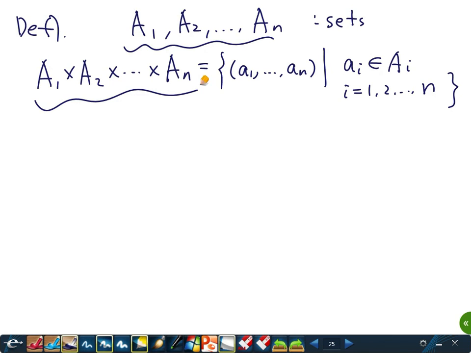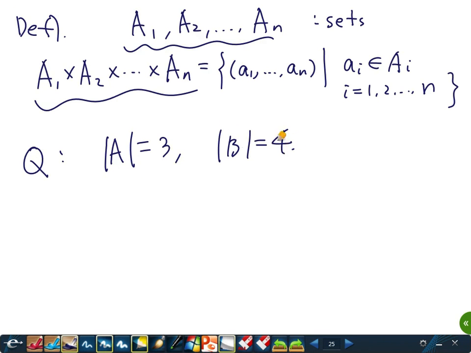Okay, quick question. Let's talk about the cardinality. Let's say A is a set with 3 elements, B is a set with 4 elements. What do you think the cardinality of their Cartesian product, A times B, is?